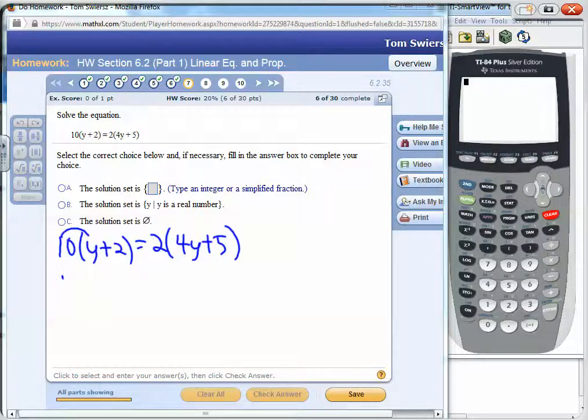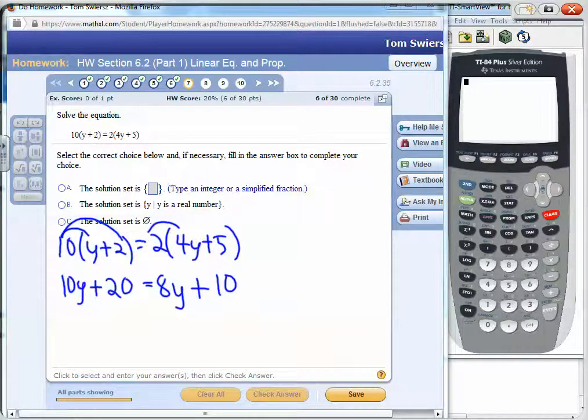So the 10 times y is 10y. 10 times the 2 is 20 with a plus sign. Distributing the 2 on the right side, 2 times 4y is 8y. Copying down the plus sign, 2 times 5 is 10.